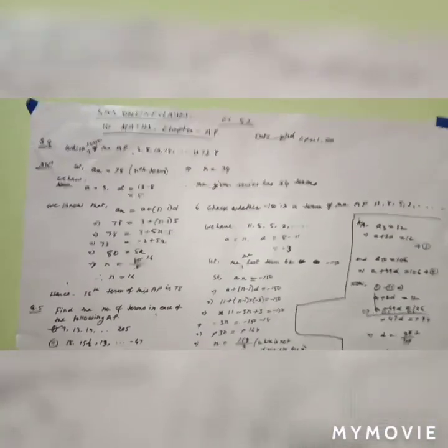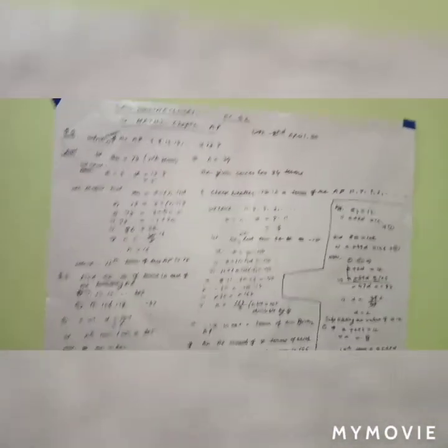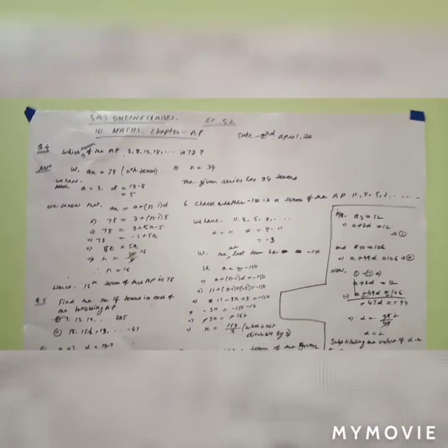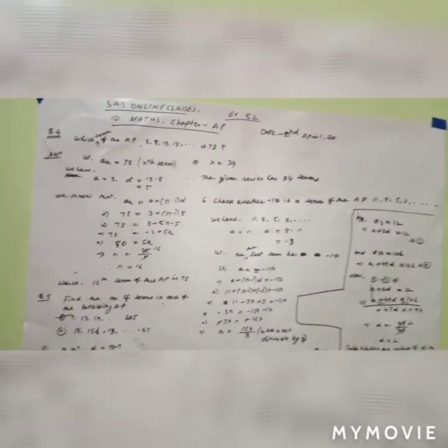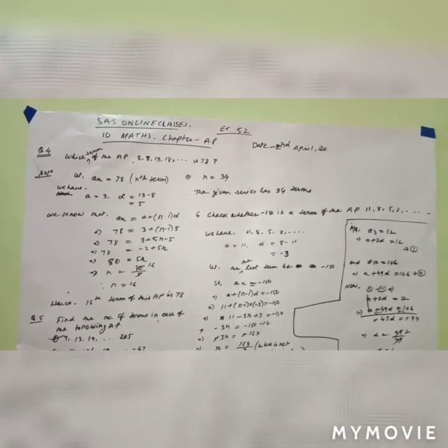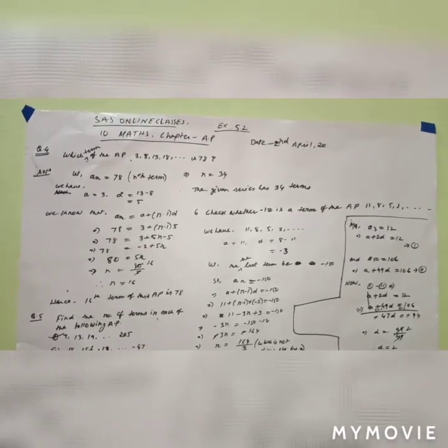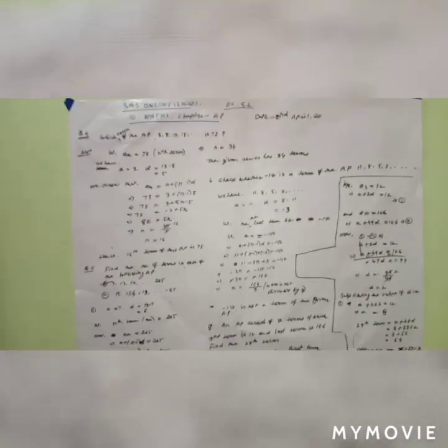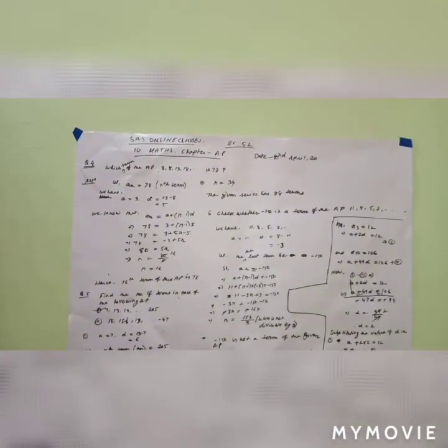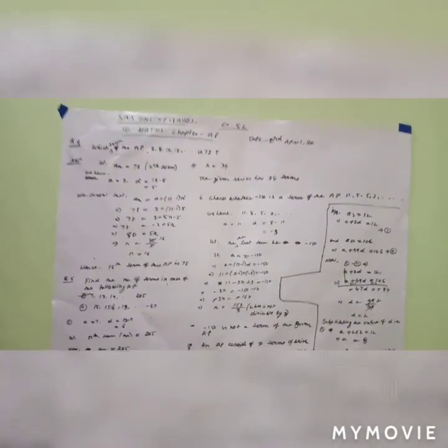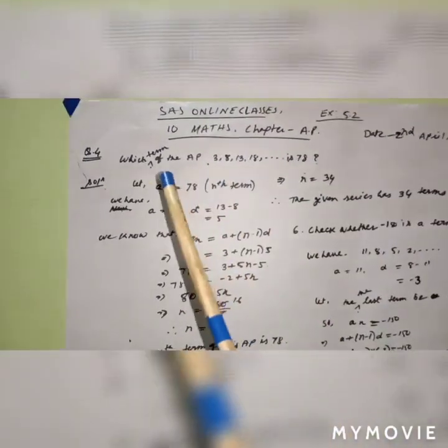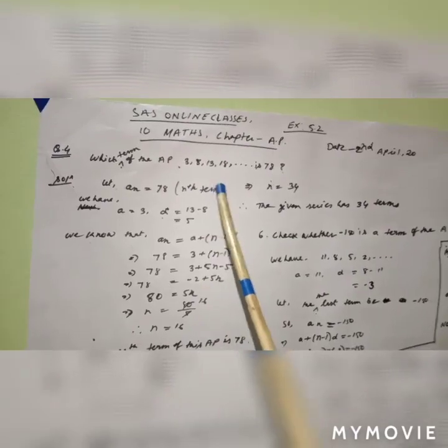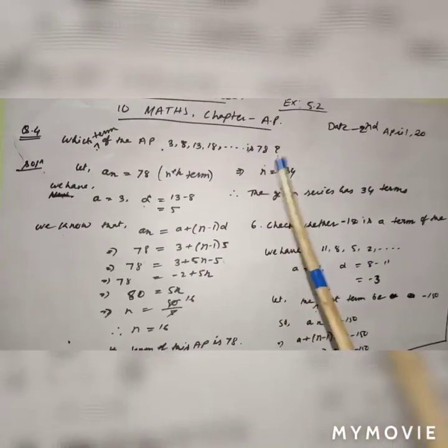Okay, now come back to our chapter 5, arithmetic progression. We are discussing exercise 5.2. Today I am going to discuss exercise 5.2, question number 4: which term of the AP 3, 8, 13, 18, dot dot dot is 78?